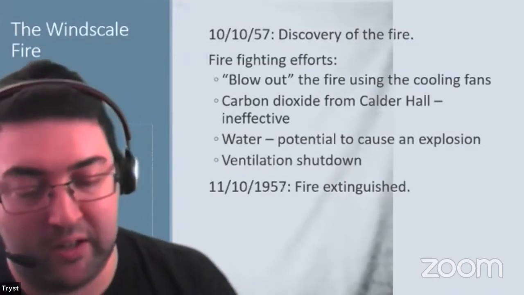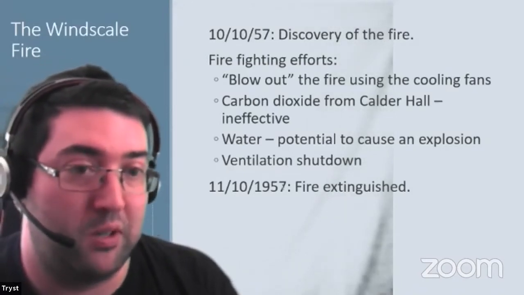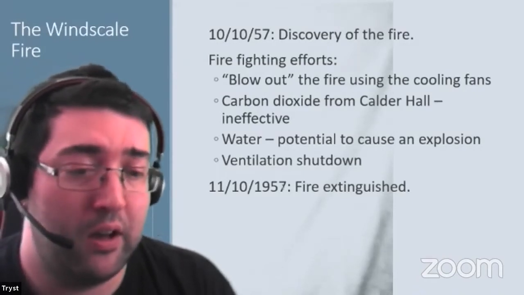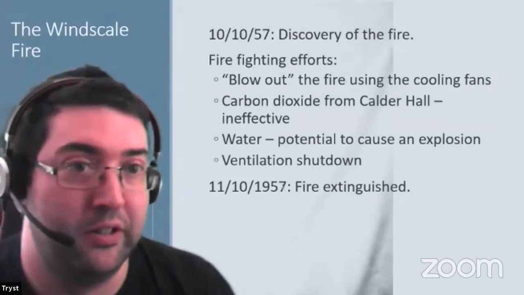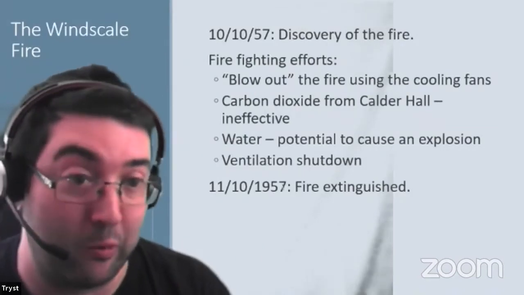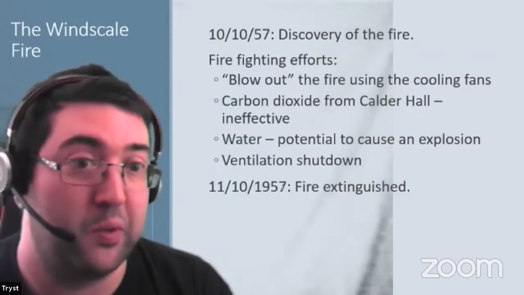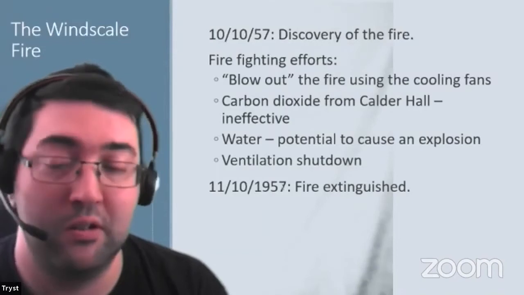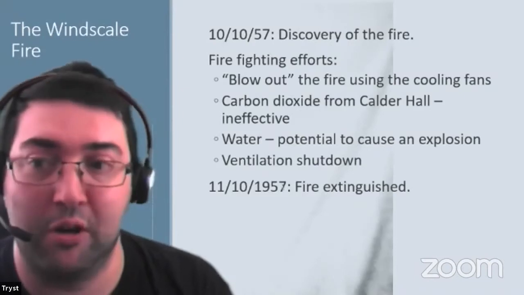Because the water could do two things. One is it's going to act as a moderator, so it's going to increase the reactivity inside the reactor that they've just managed to shut down. And the other issue is that the reactor is burning hot enough that it can strip oxygen out of the water to feed the fire, and the remaining hydrogen then collects inside the reactor and can then cause an explosion. But eventually they decide to use water, and that helps, but it still doesn't put the fire out. And the last thing that they try is to shut down the ventilation, to shut down the cooling to the reactor core. And that, in combination with the water, finally puts the fire out a day later on the 11th of October.